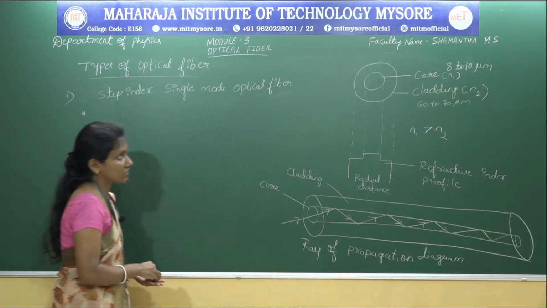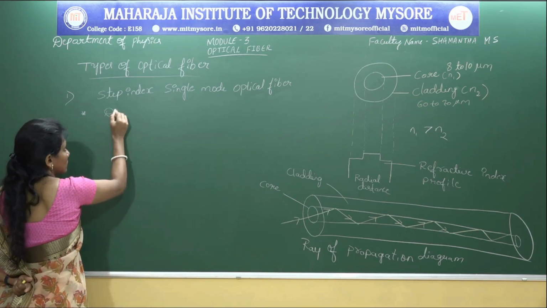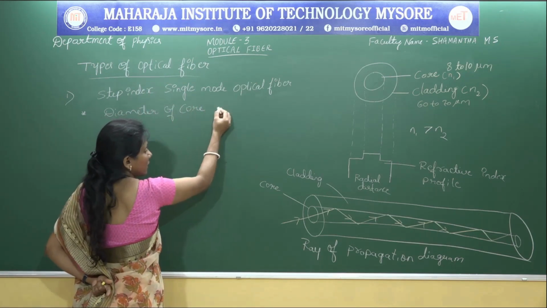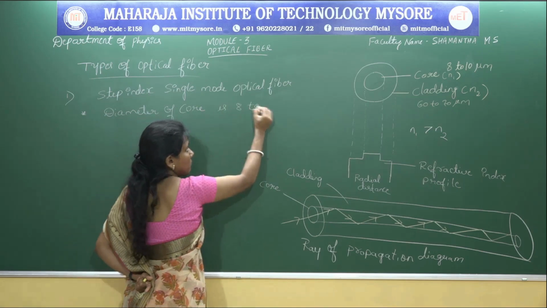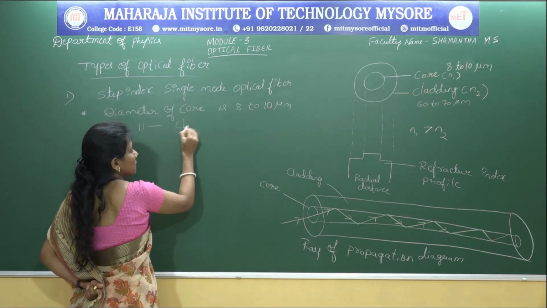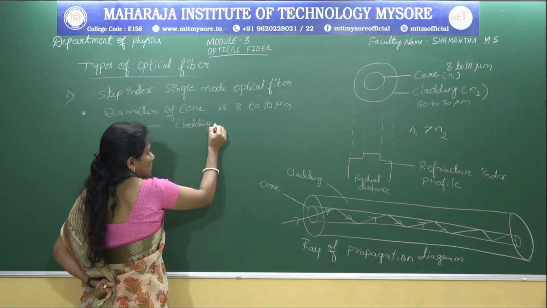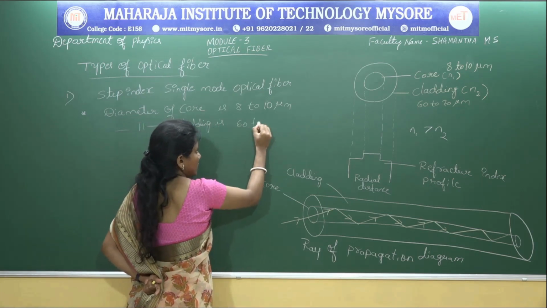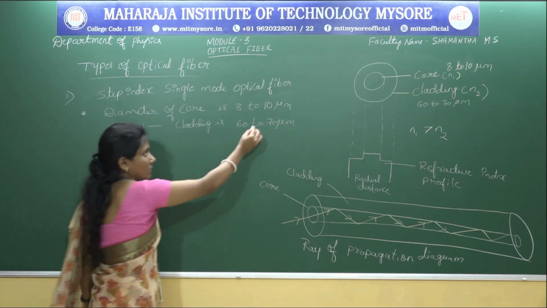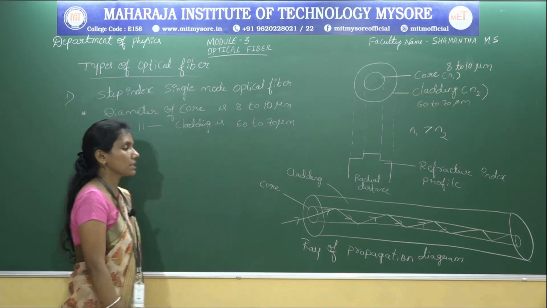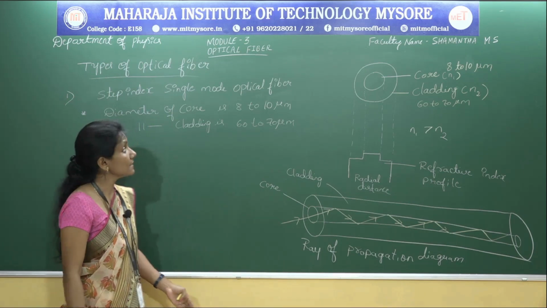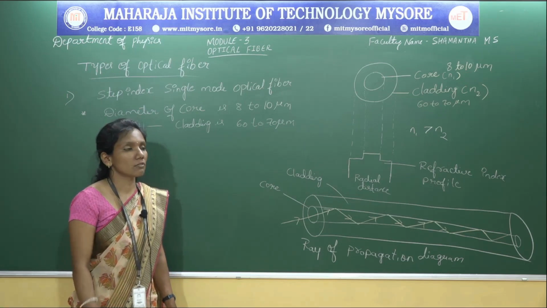So first, the diameter of the core is 8 to 10 micrometer, and the diameter of the cladding is 60 to 70 micrometer. Okay. So it will propagate only a single ray of light inside the optical fiber. That's why it is called the step index single mode optical fiber.